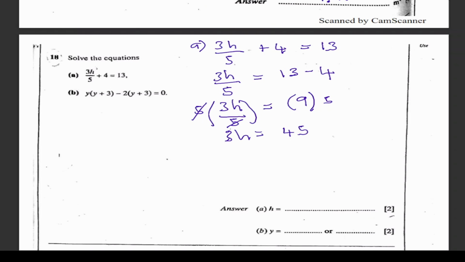Then to remain with h, we divide both sides by 3. 3 into 3, we cancel out. So h is equal to 3 into 3, 1. 3 into 4, it's also 1, remainder 1. And 3 into 15, it's 5. So the answer here, h, will be 15.